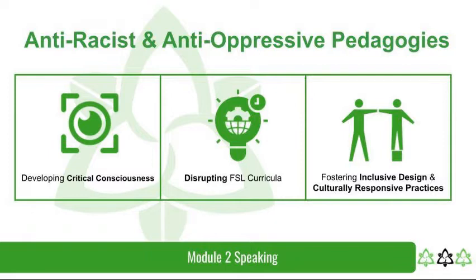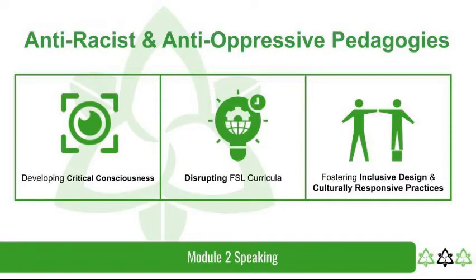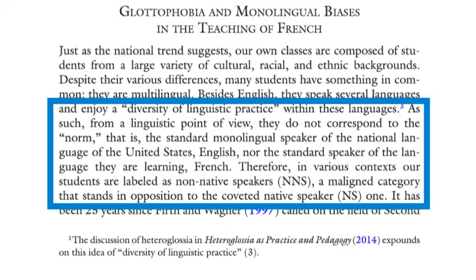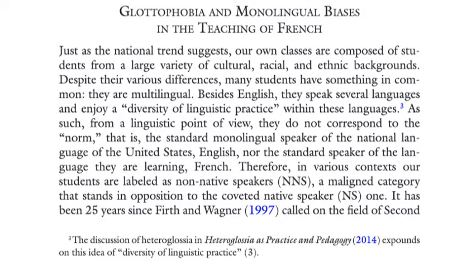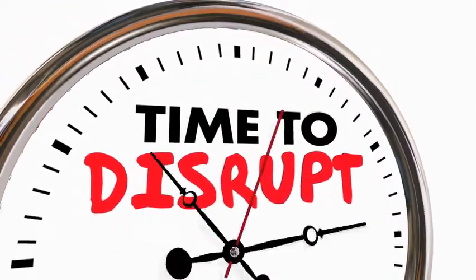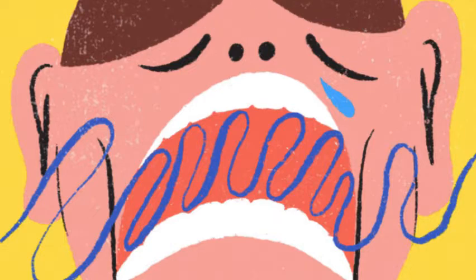They believe that all FSL learners can and will learn French. Historically, traditional teaching and learning models espoused a monolingual ideology that valued the standard variety of French to the detriment of dialects, regionalisms, and other varieties spoken outside of Paris. The existence of these binary norms led to the formation of what Philippe Blanchet calls glotophobia, a prejudice that is based on the use of so-called standard French and characteristics of speech, including accent and perceived size of vocabulary.